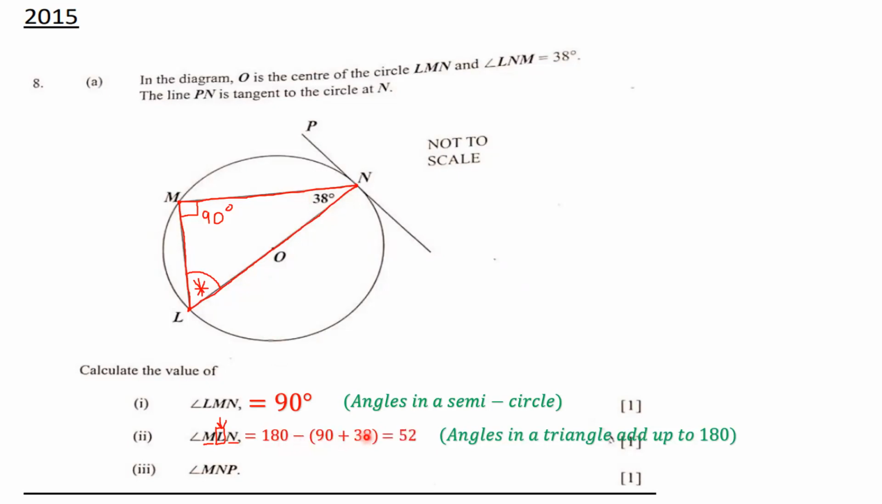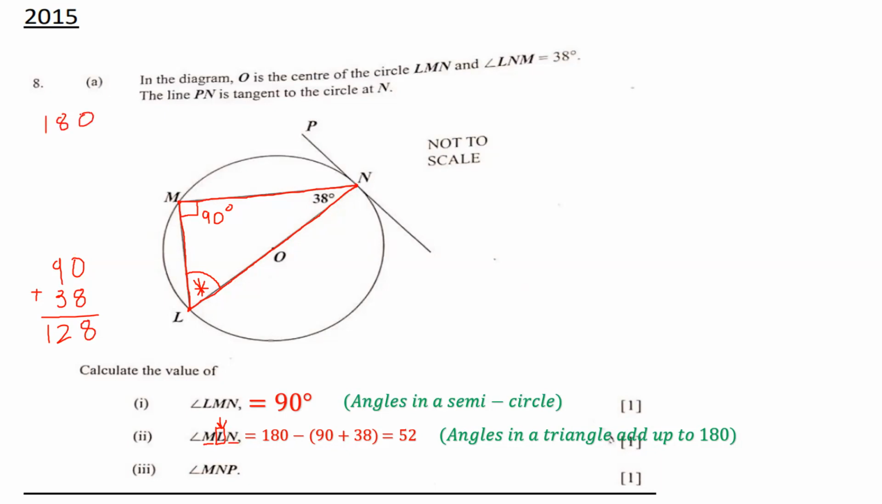If we add 90 and 38, we get, and this is very important, let's add 90 plus 38. 90 plus 38 is 128. So basically what we have is 90 plus 38, that's going to give us 128. And then we take 128 and subtract that from 180.